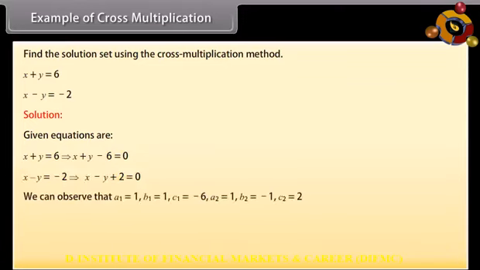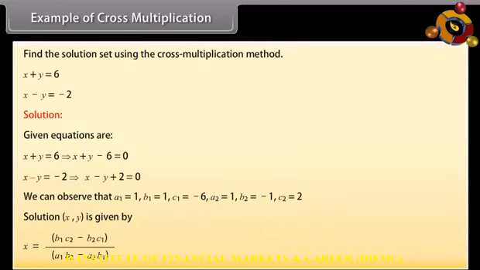We can observe that a1 = 1, b1 = 1, c1 = −6, a2 = 1, b2 = −1, c2 = 2. The solution for x is given by x = (b1c2 − b2c1) / (a1b2 − a2b1).